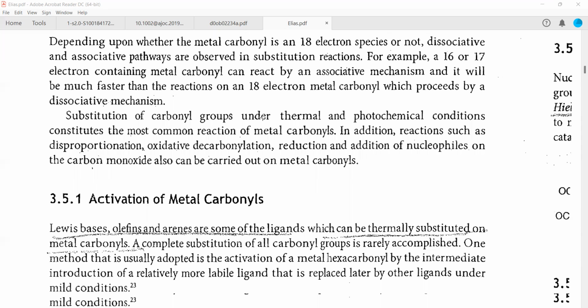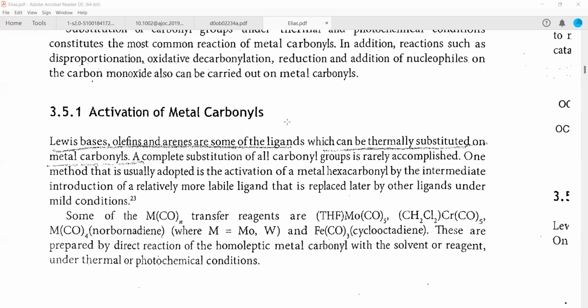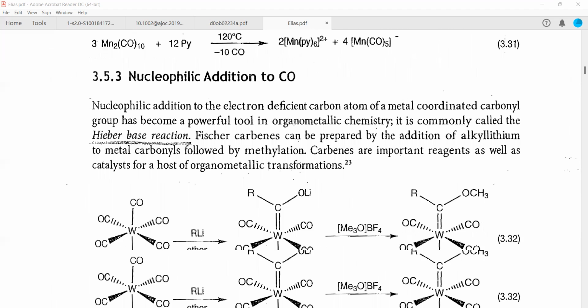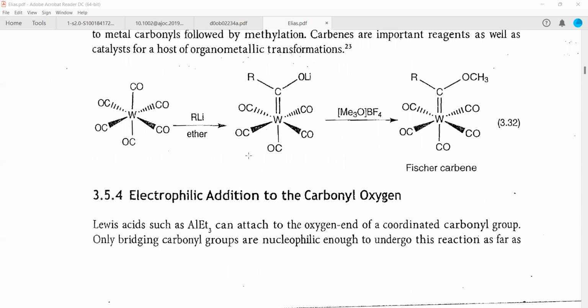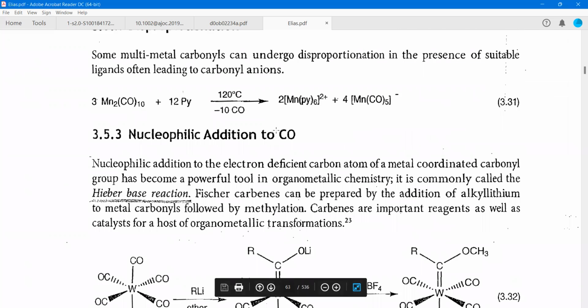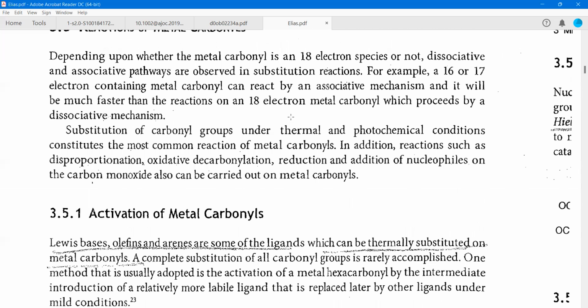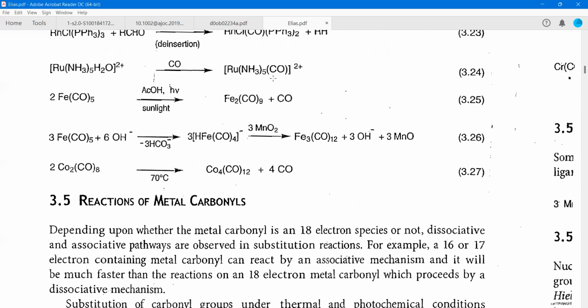We'll also talk about how, once a carbonyl ligand is present in a metal complex, you can activate those metal carbonyl complexes. Also, what are the different reactions that metal carbonyls can participate in? All of those we are going to study in this chapter. This chapter is quite important from the organometallic point of view, because carbonyl as a ligand is present in the majority of complexes.